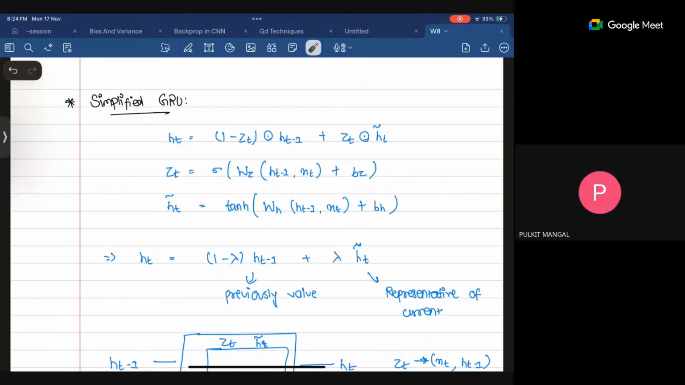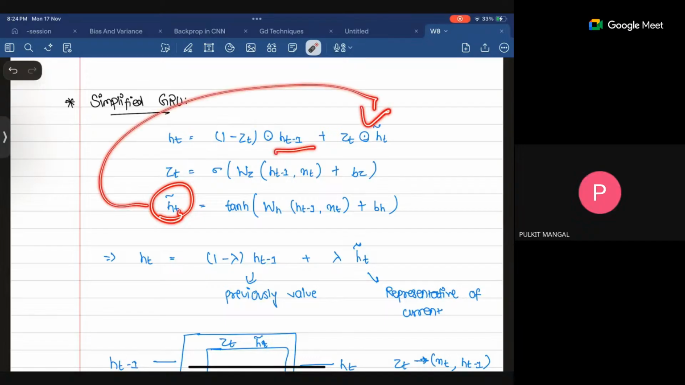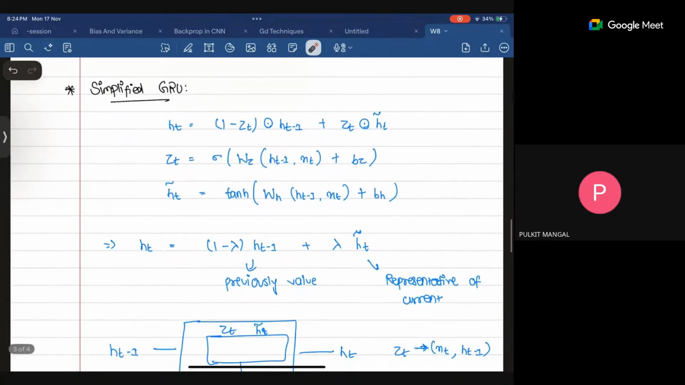Only at this part, the product is element wise. So some will be plus, some will be minus. Element wise multiplication is here only. Everywhere else it's just vector matrix multiplication. So the output of h tilde will go as a vector, and it will learn something.